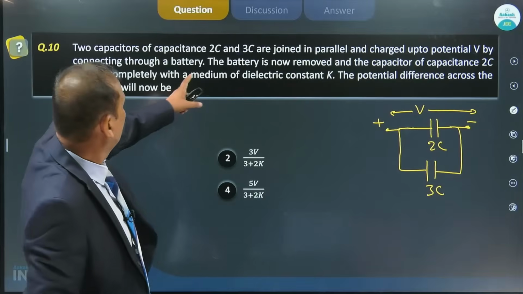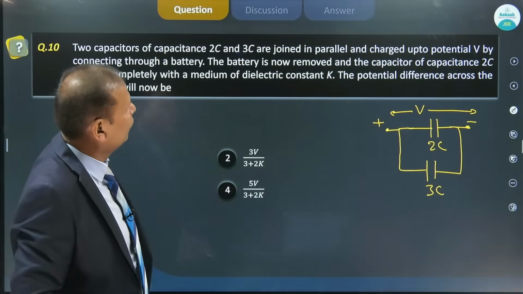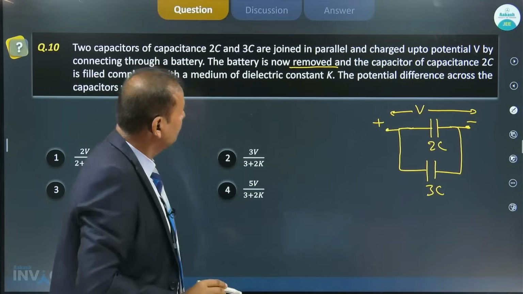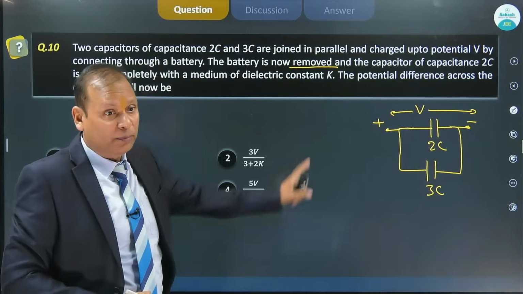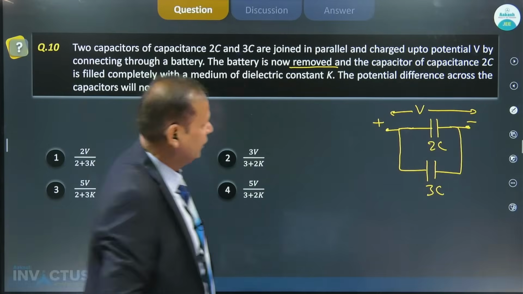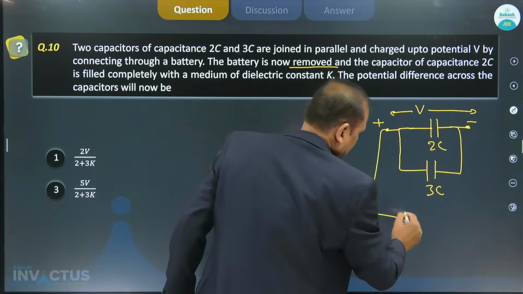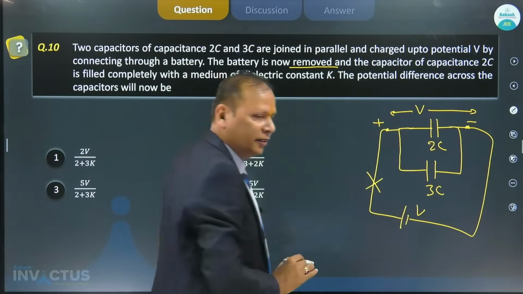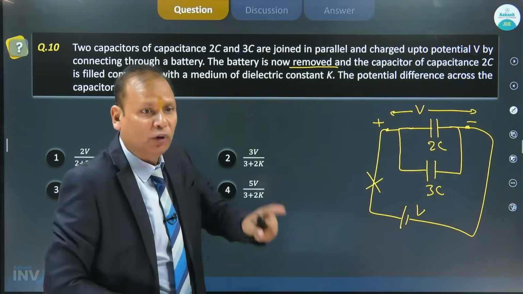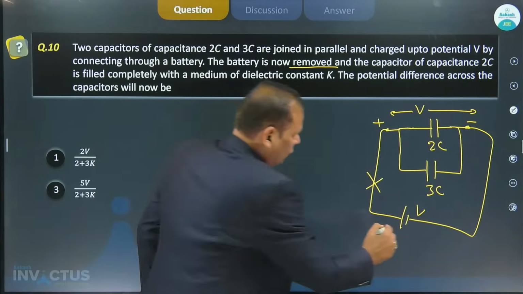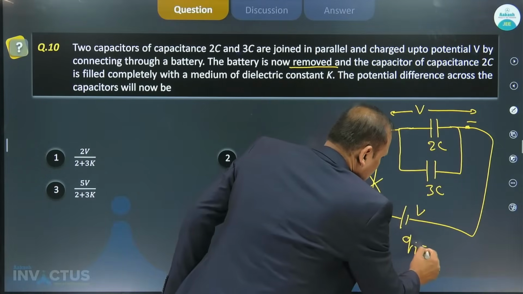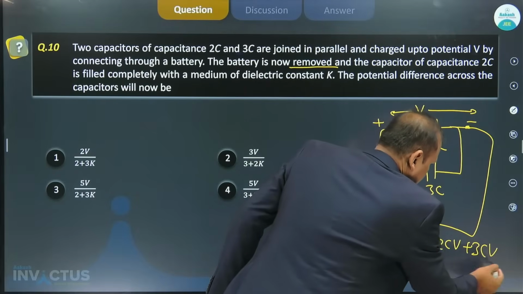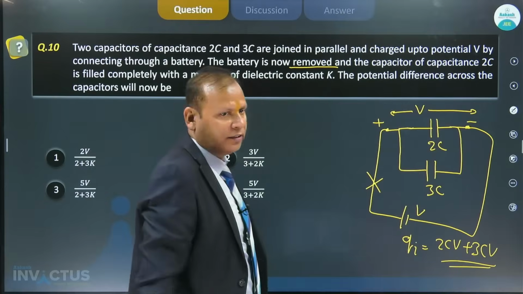By connecting through the battery, the battery is now removed. बैटरी रिमूव कर दिया गया. So charge अब conserve रहेगा क्योंकि ये बैटरी से हट गई. तो initial charge will be equal to final charge. So Q initial is equal to 2CV plus 3CV. This is the initial charge.